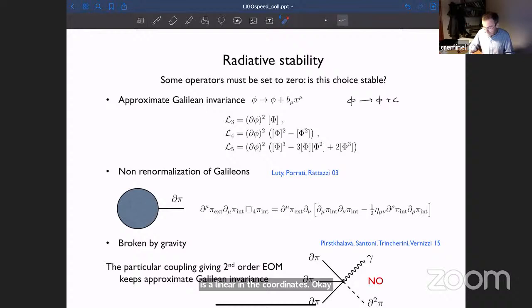These Galileans, so these operators which are invariant under the symmetry, have various properties of non-renormalization, which are broken when you couple the system to gravity. So you have to check that the effects are small. So it's an interesting but a long story.